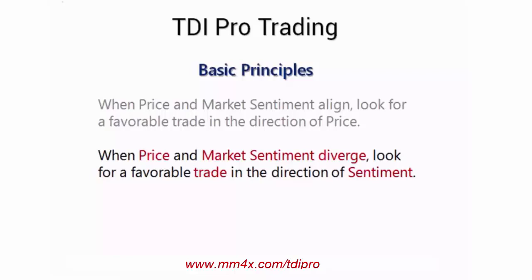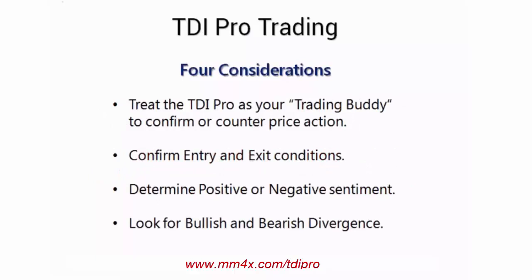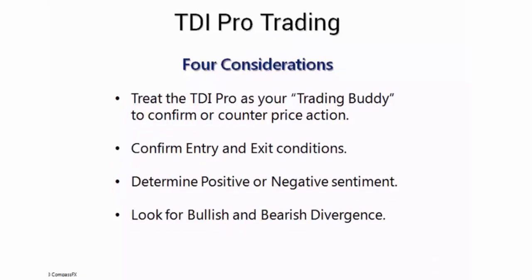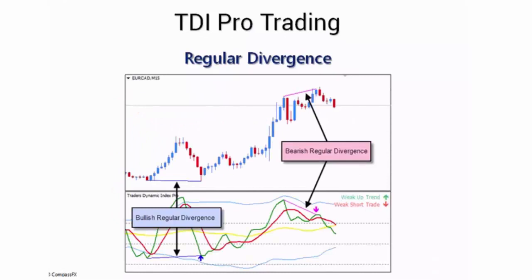And this is so key to trading with the Traders Dynamic Index Pro and for the success in your own trading. With these two basic principles, there are four considerations with trading with the TDI Pro. Number one, treat the TDI Pro as your trading buddy to confirm or counter price action. Use the TDI Pro to confirm entry and exit conditions, determine positive and negative sentiment, and also use the TDI Pro to look for bullish and bearish divergence. With regular divergence, we're looking for conditions in the market that would suggest a reversal in price, looking for the market to make a turn.